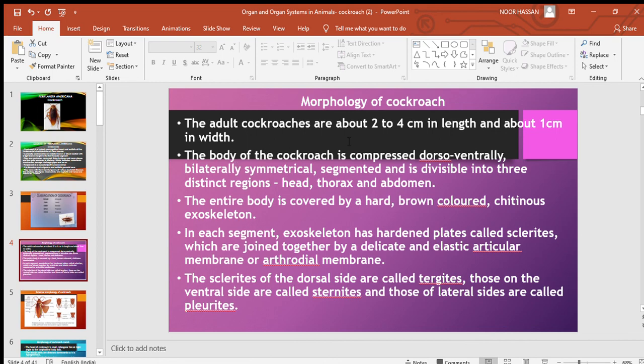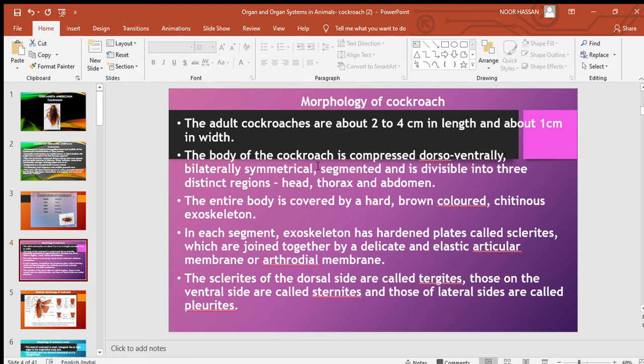Adult cockroaches are about 2 to 4 centimeters in length and about 1 centimeter in width. The body of the cockroach is compressed dorso-ventrally. That is, it has an almost flattened body, because it is compressed. The body is compressed both on the dorsal and ventral side so as to have an almost flat body.